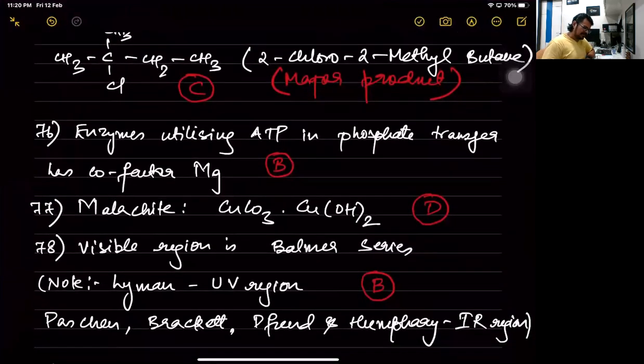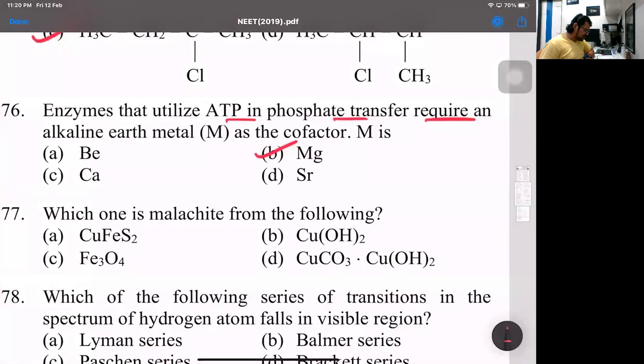Then 77 is again a fact, malachite, that's copper carbonate dot copper hydroxide over there. So 77 is going to be D.